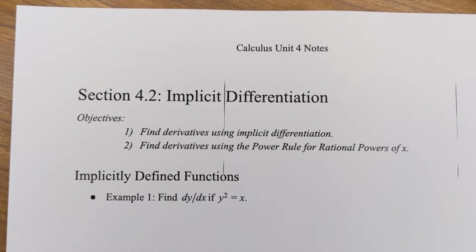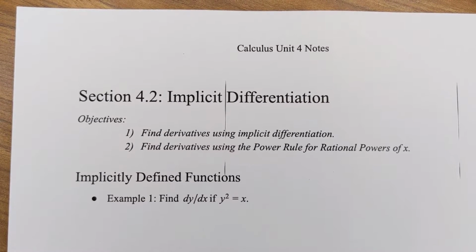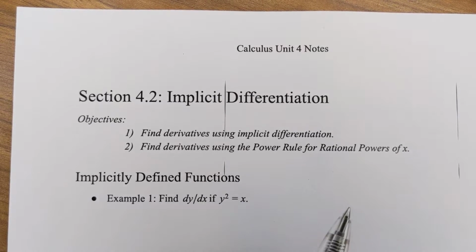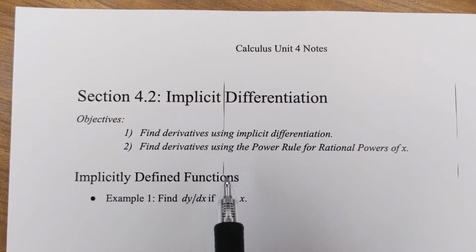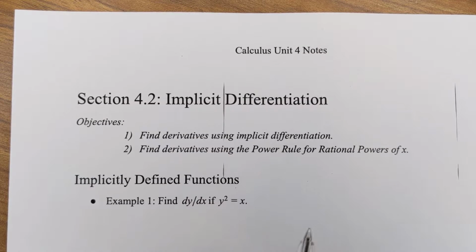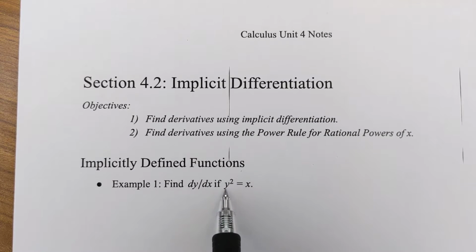Okay, so here we've got the notes for section 2, which deals with implicit differentiation. So there are objectives. Implicit refers to the fact that the equation is not defined as a y equals. That would be an explicit function, y equals some function involving x's, one term for y on the left, only x's and numbers on the right. So this one here is an example of an implicitly defined function because it's not a y equals equation.